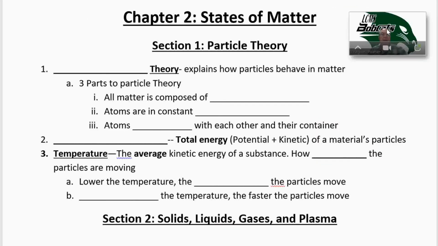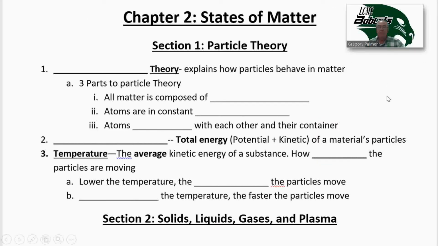On the benchmark is the kinetic theory. Page 17 in your notes. Kinetic theory explains how the particles in matter behave. There's 3 parts of the kinetic theory. The first part we already know. Everything's made up of tiny particles. Particles are constantly moving around. They bump into each other. One of the important things about this motion is as you heat them, they speed up. As you cool them, they slow down.